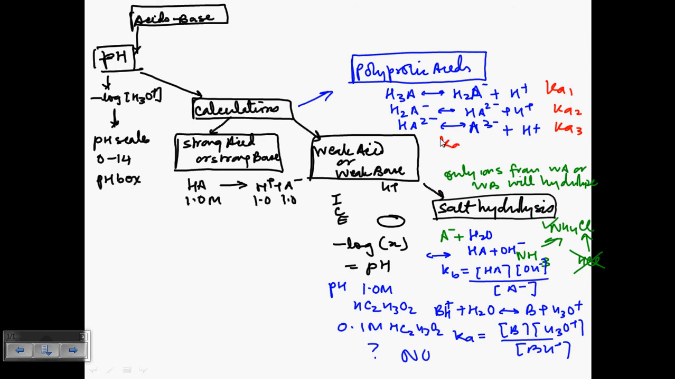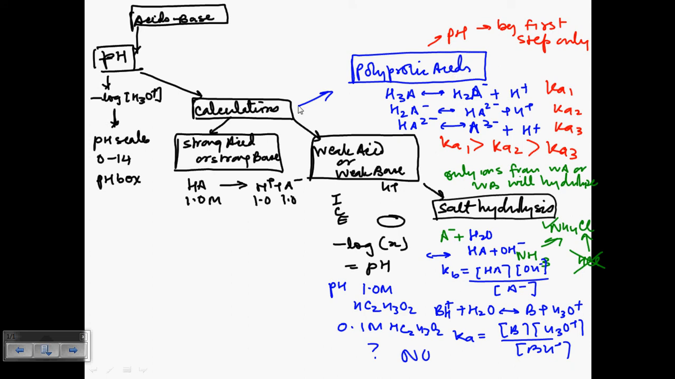Remember, for any polyprotic acid, Ka1 will always be greater than Ka2, which will be greater than Ka3. So if you're trying to figure out a pH of polyprotic acid, it is determined by first step only. If you're asked to calculate H plus concentration, you'll have to do all 3 steps or 2 steps, but if you're asked to determine pH, it's determined by the first step only.